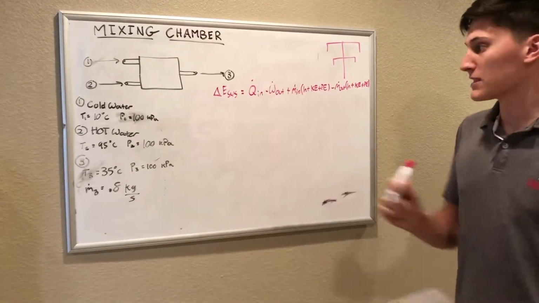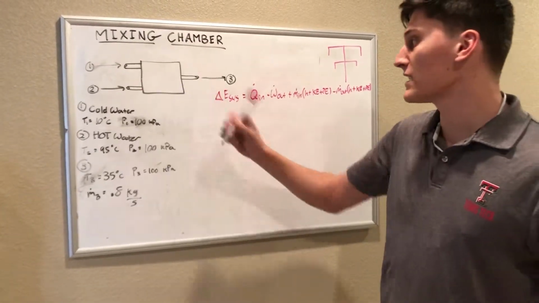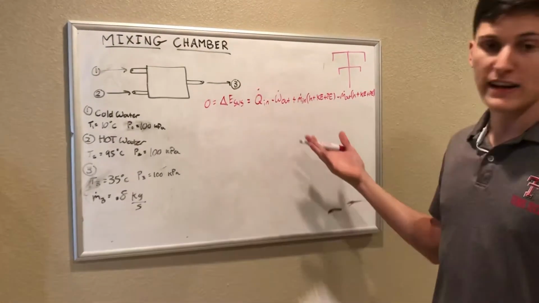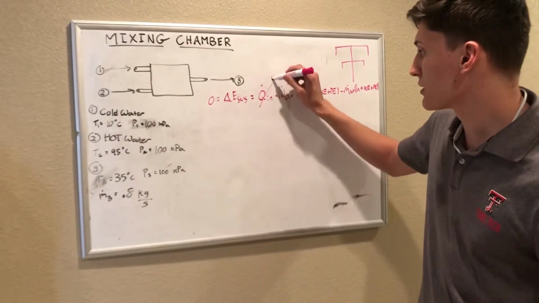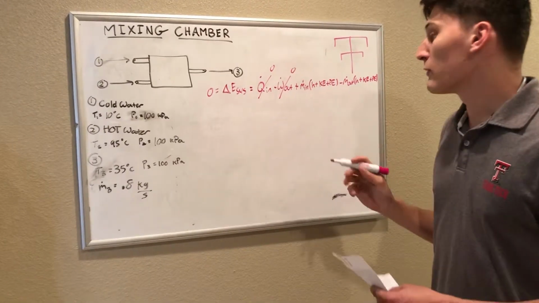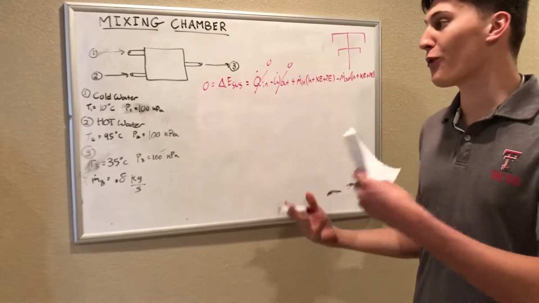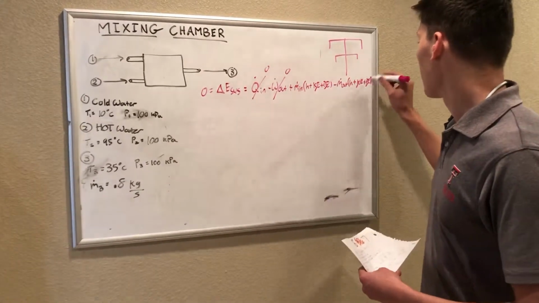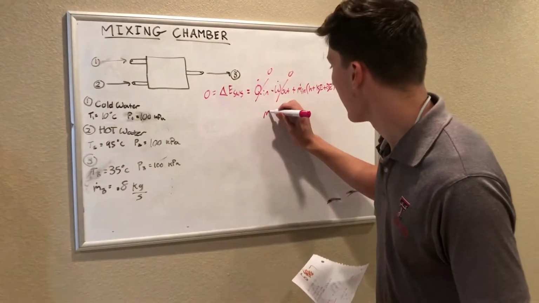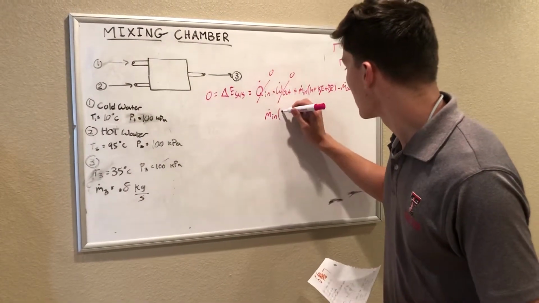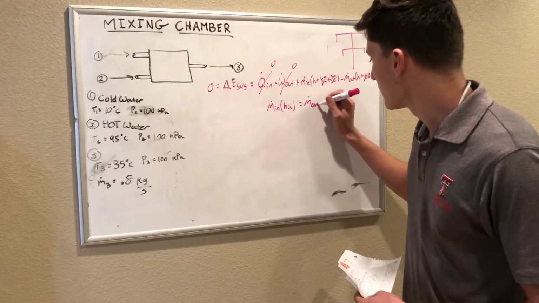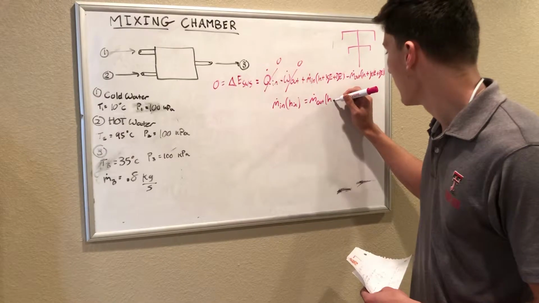So now we have to make some assumptions. We're going to assume that this is steady state, steady flow, so we can set this equal to 0. There's no heat transfer being represented here, so we just assume that's 0. There's no work being done by the system, so that's going to be 0. And we assume that there's no change in potential or kinetic energy, so all of those are going to be equal to 0. So now once we rearrange this, we get that our mass flow rate in times enthalpy in is equal to our mass flow rate out times enthalpy out.